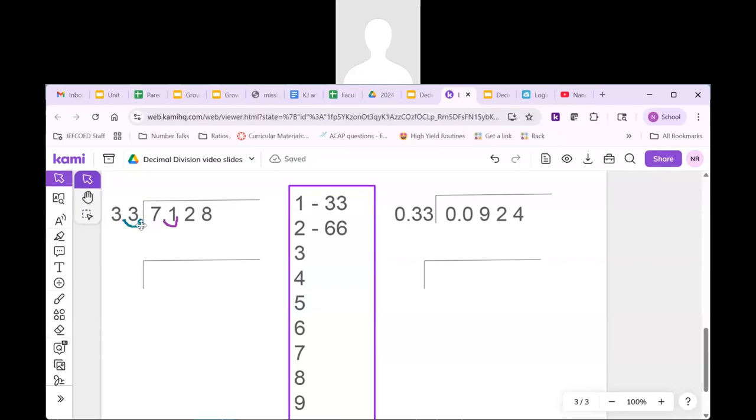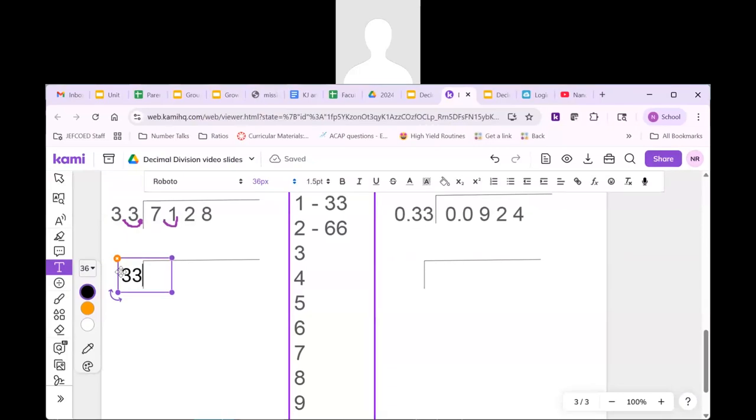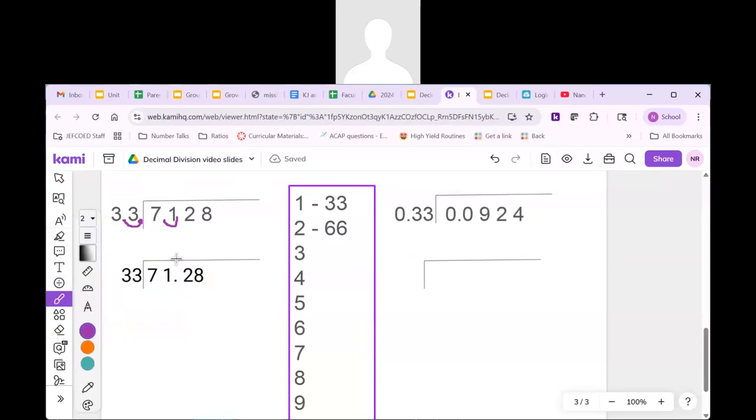I've moved my decimal one time, and I am ready to write my new problem, which is a divisor of 33 and a dividend. Where's my decimal? It's after the 1, so that is the number 71, then the decimal, then the 28. And while I have my decimal right here, I'm going to go ahead and bring it straight up. Okay? So now I have a 2-digit number. I cannot divide a 7, a single-digit number, by a 2-digit number, so we are putting a 0. Okay. Then we're moving on to the 71.